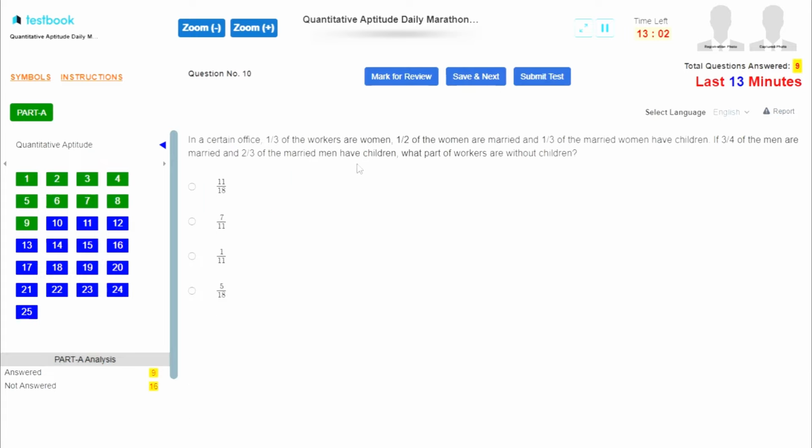In a certain office, 1 by 3 of the workers are women, 1 by 2 of the women are married, and 1 by 3 of the married women have children. If 3 by 4 of the men are married and have children, what part of workers are without children?